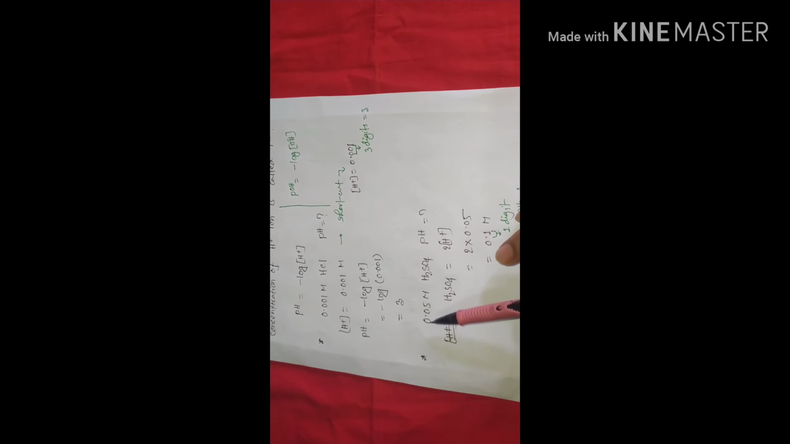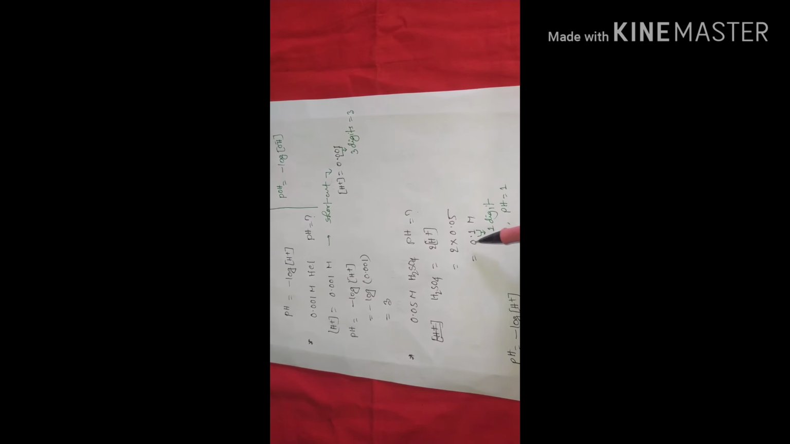Again, what is the pH value of 0.05 molar sulfuric acid? Here the concentration is given for one proton. But we know if sulfuric acid is dissociated, it will give 2 protons. So the concentration of hydrogen ion will be 2 times 0.05, so 0.1 molar. So its pH will be 1 because after the decimal only one digit is there. So its pH will be 1.